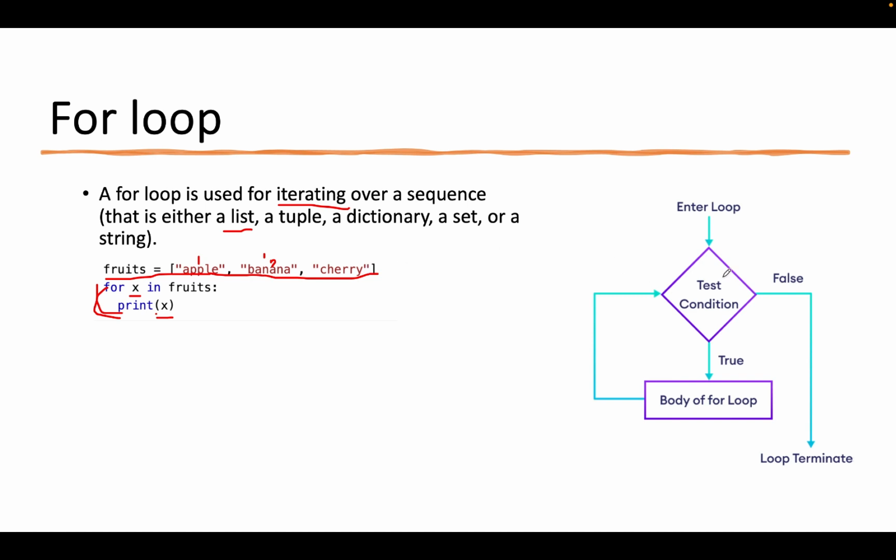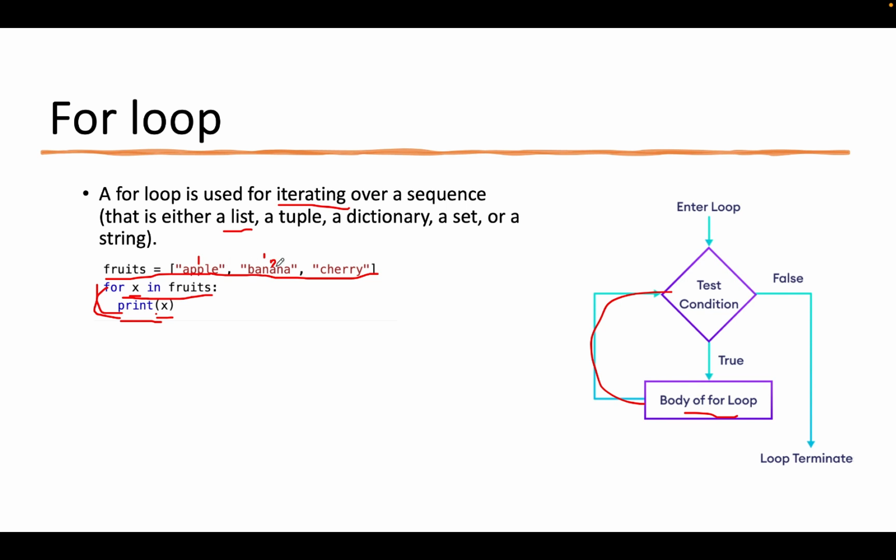So this is how it looks using the flowchart. Flowchart is just to show how a program flows, right? You will probably learn about that in high school or in college, right? It's very easy. So you enter the loop, right? Test the condition, right? The condition is if x is still in fruit. If there is something in fruit, it will come here, right? Execute the body of the loop, which is this. So print it and then go back again.